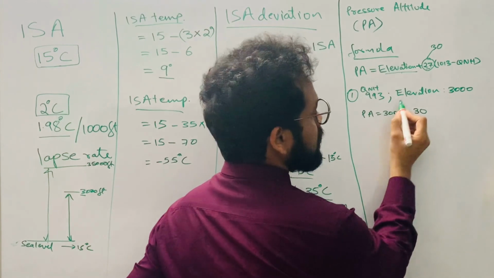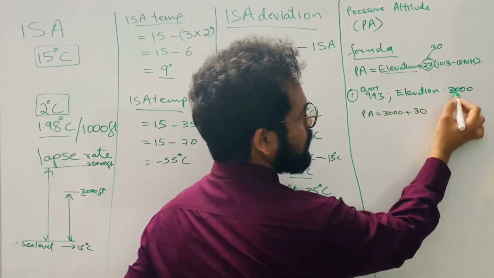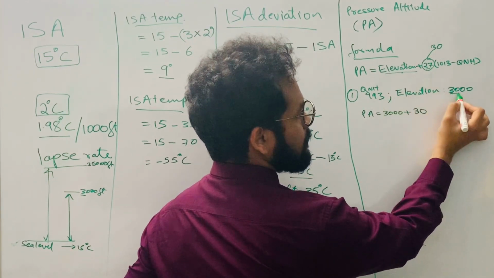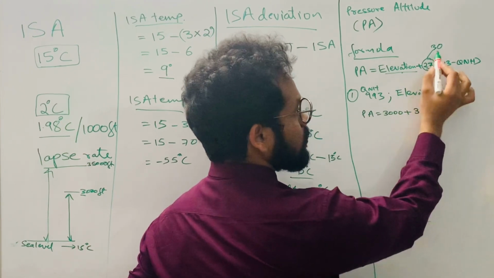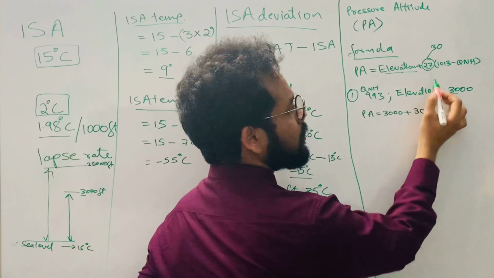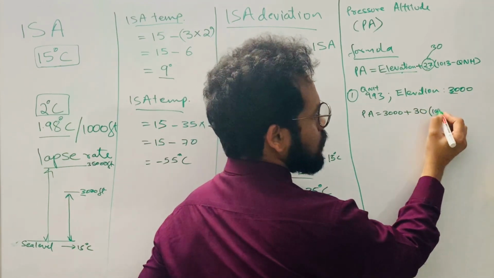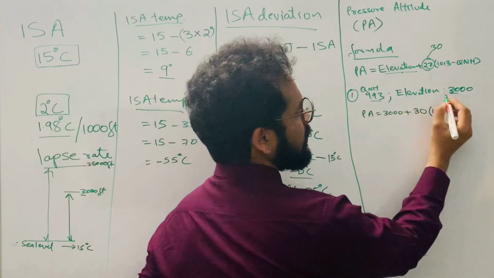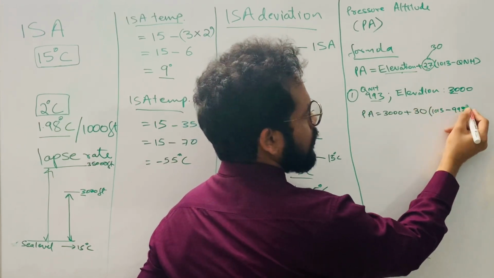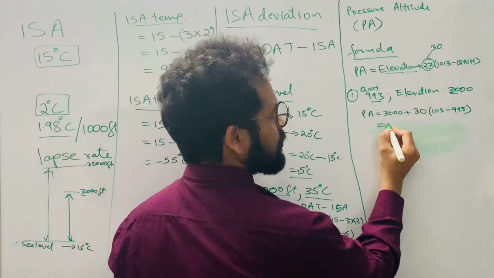So what you see is 3000, the elevation which I have written here. This elevation is 3000 in the example, and I have copied the plus sign. Instead of 27, I'm writing 30 because I want to make calculations easier. Next is 1013 minus QNH. How much is it in our example? 993. So let us compute this.